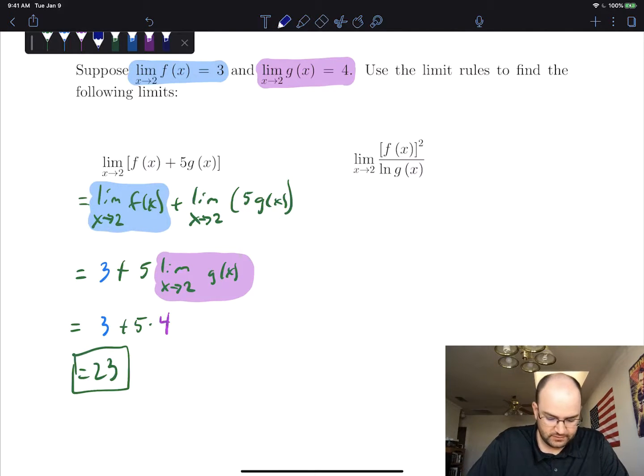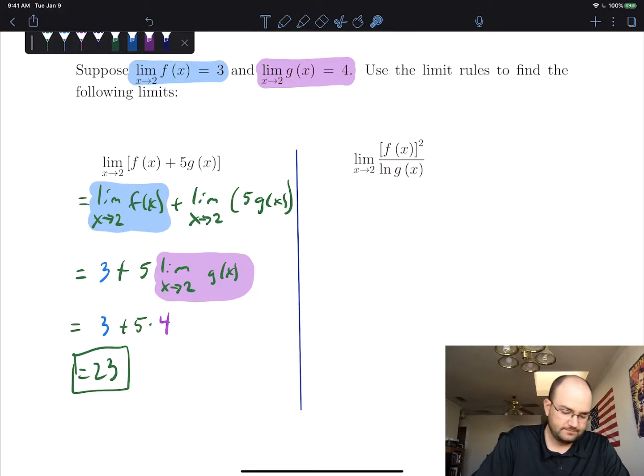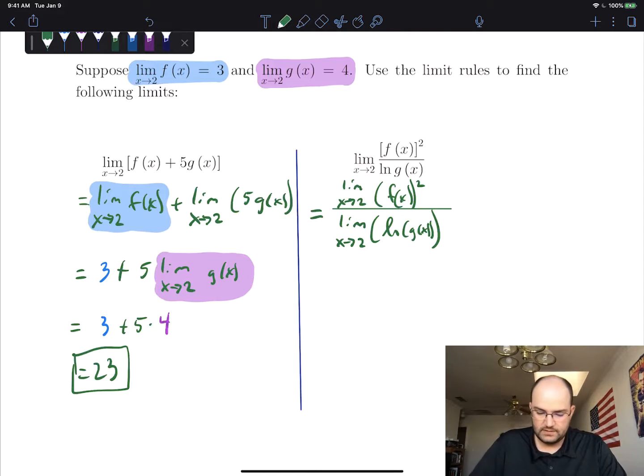Now, let's look at the long way for the next one. We have the limit as x approaches 2 of f of x squared all over the natural log of g of x. So the limit of quotients is the quotient of the limits. So we have the limit as x goes to 2 of f of x squared all over the limit as x goes to 2 of the natural log of g of x. So this limit just went to both the numerator and denominator.